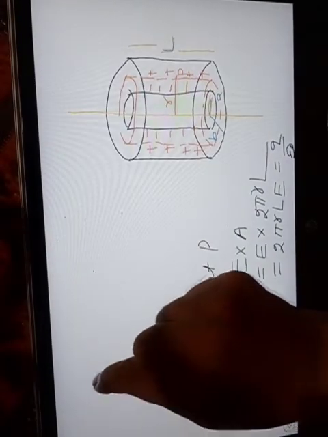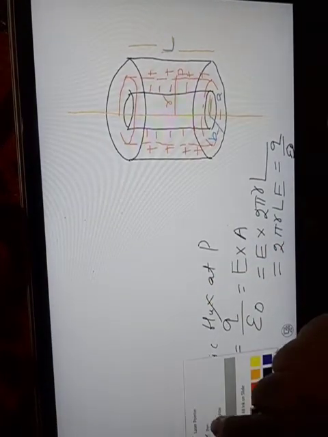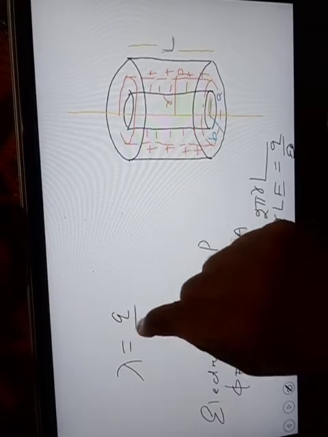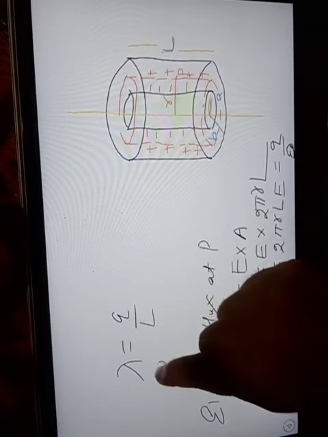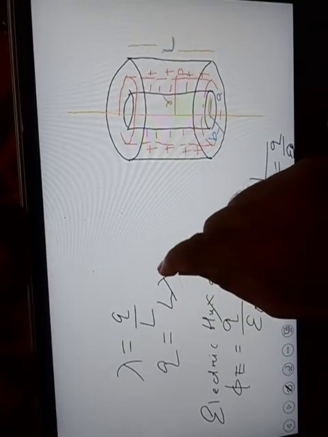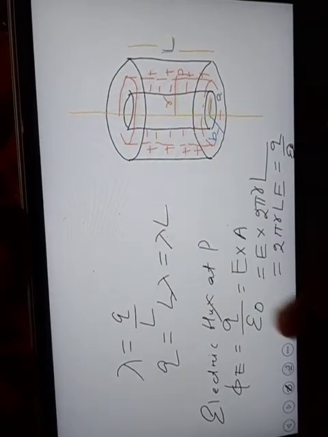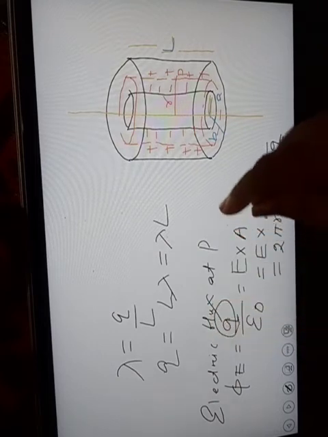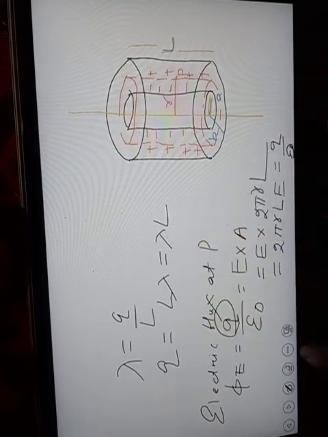We know linear charge density. Linear charge density is charge by total length, yes or no? And charge is equal to L into lambda, by lambda L. So in these places, can you put the values of lambda L? Let us see.